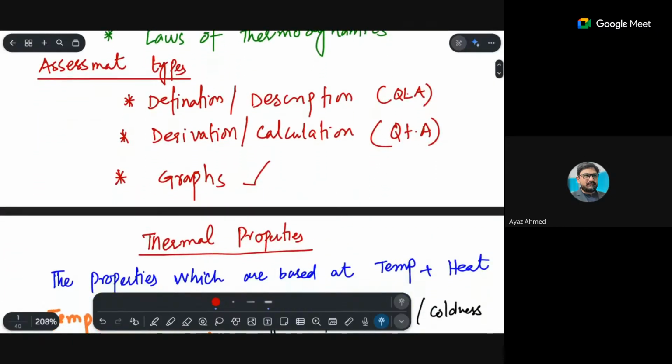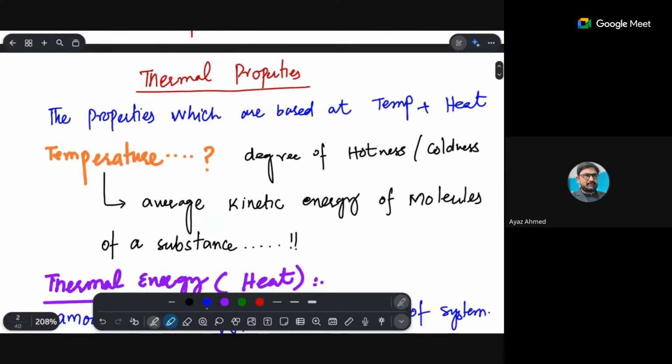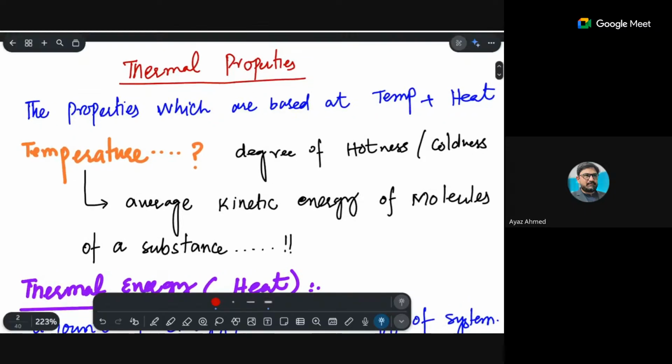And the assessment objectives are your definitions and your qualitative analysis. Descriptive questions will be there, writing stuff. And then derivations and calculations are there, which means that you have to apply some quantitative analysis, and some graphs will also be asked to you. Overall, there will be two questions from this, right? And you are asked to solve these two questions in detail. That is why I was having a little bit of background knowledge from your IGCSE.